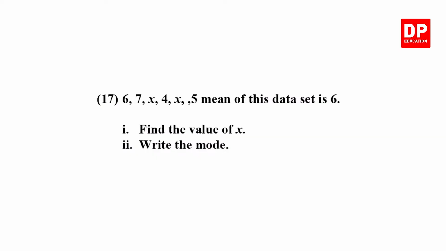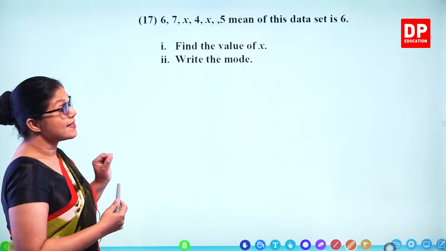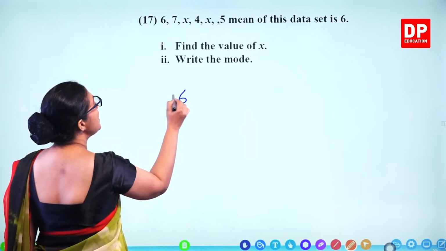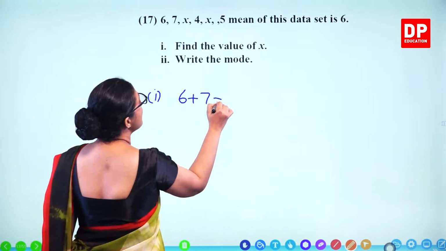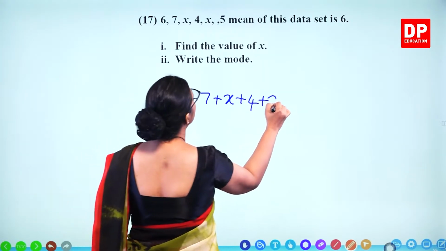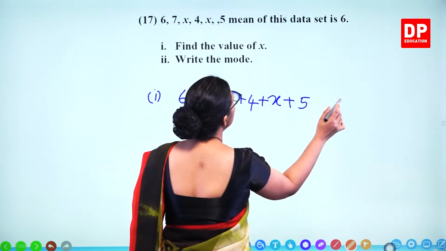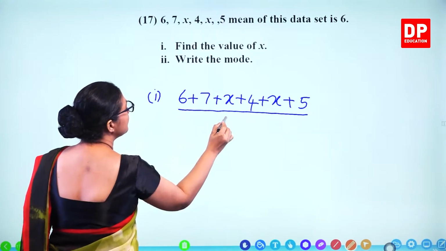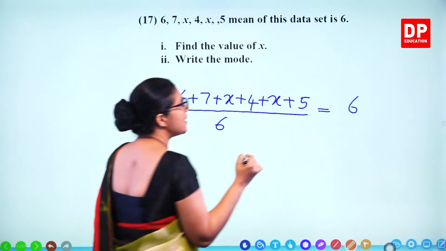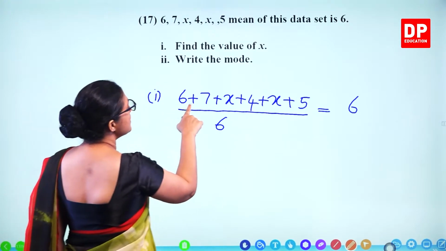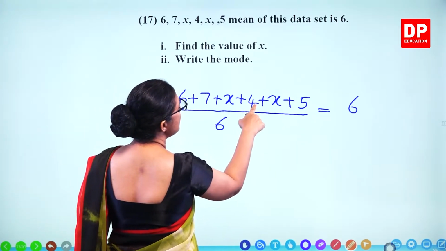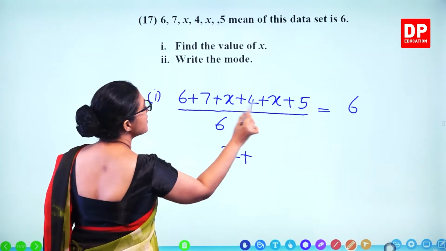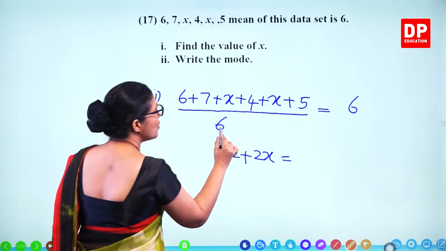Question number 17. You are given a data set. The mean of this data set is 6. Find the value of x. So how do you find the mean? Add everything together, then divide the total by the number of terms, 1, 2, 3, 4, 5, 6. That's equal to the mean. Now simplify the numerator. 6 plus 7, 13. 13 plus 4, 17. 17 plus 5, 22. And with x, it becomes 22 plus 2x, equal to 6 over 6.